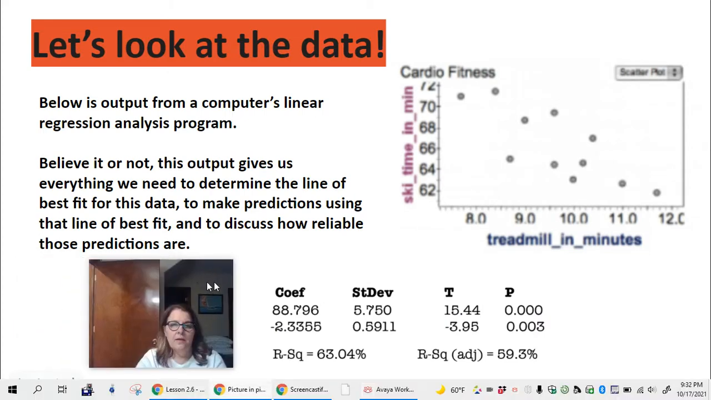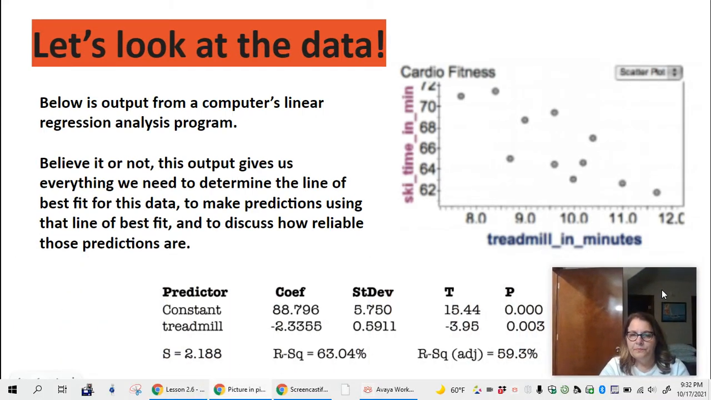Okay, so below is what we call a computer output of a linear regression analysis program. Many times in AP Stats, it's not always true, but more times than not, you will get a linear regression analysis program that gives us the data. We're not actually figuring it out, but we're using this data to make our predictions and interpretations, okay?